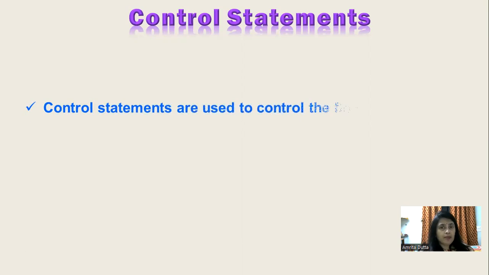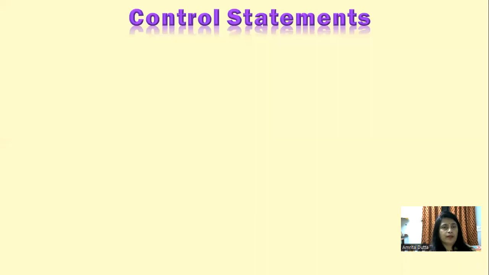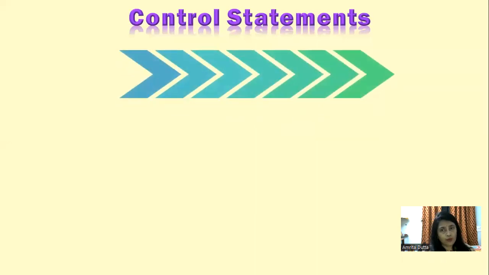Next, we need to understand the control statements. We have control statements in Python programming. Control statements are used to control the flow of execution depending upon some specified condition or logic. So it controls the flow of execution depending on a certain condition or maybe the logic. What exactly do we mean by that? There are three types of control statements.